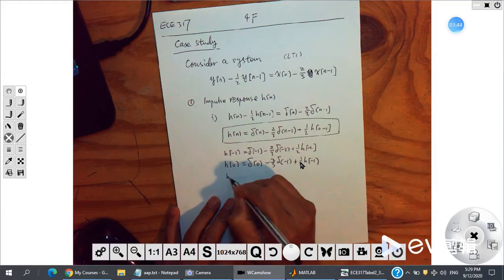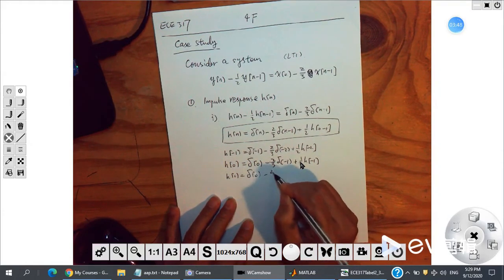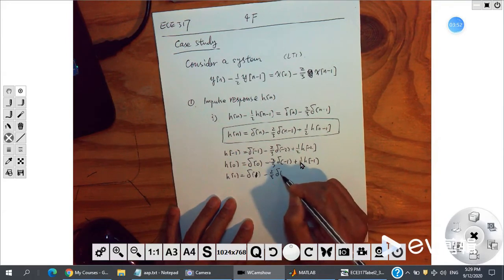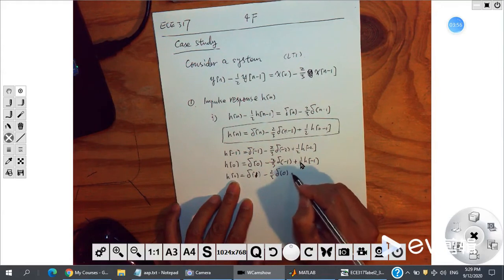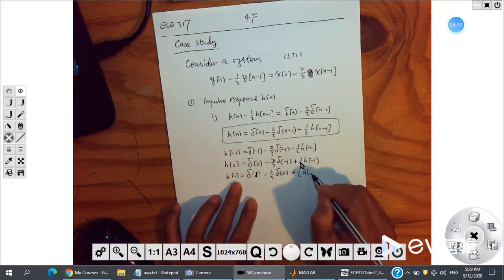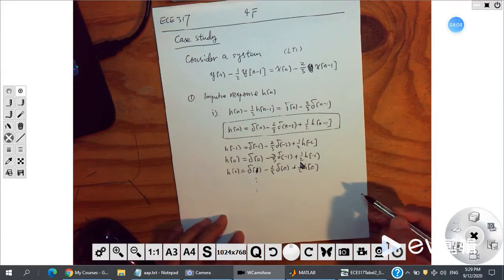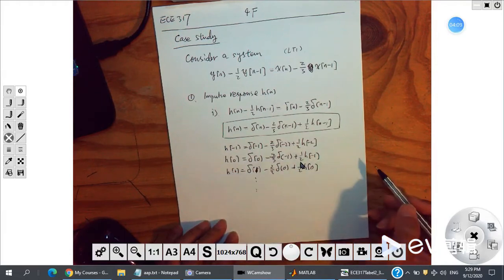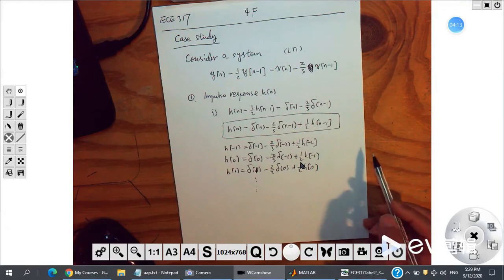And h of 1 will be delta of 1 minus 2/3 delta of 1 minus 1, which is 0, plus 1/2 h of n minus 1, with n equal to 1, so h of 0. So we can keep working like this. Then we can have all the values of h. Right? This is a way we can realize in the computer.